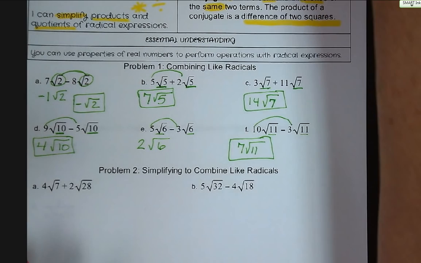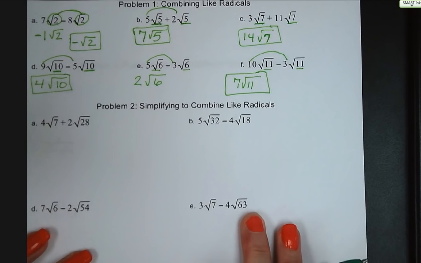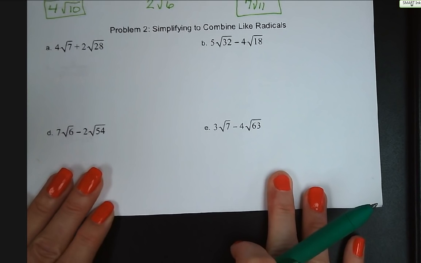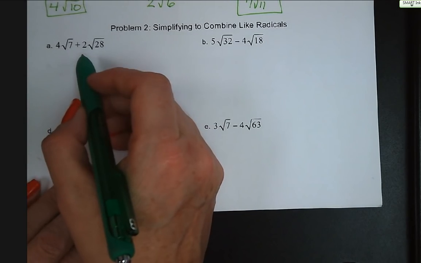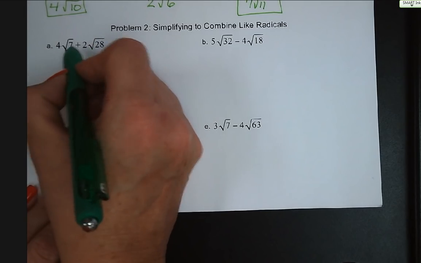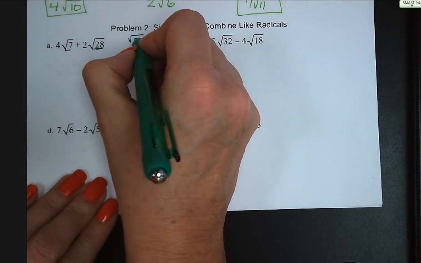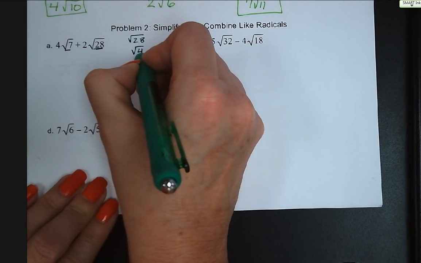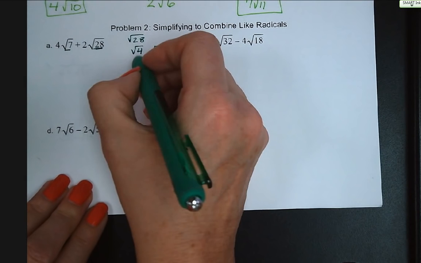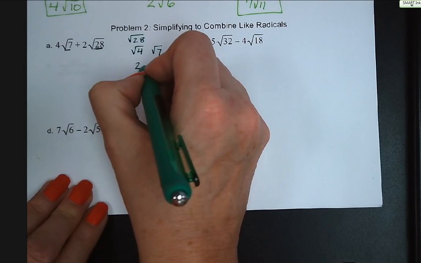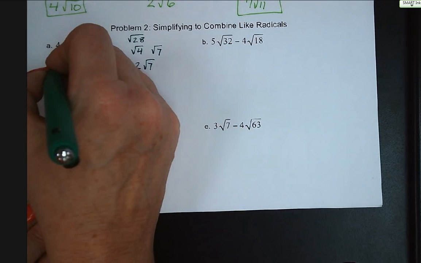Right. So now we're going to twist it up a little bit and go down to simplifying to combine like radicals. So we're going to need to simplify first, and then we'll be able to combine them. So if we see our radicands, we have a 7 and a 28, but I can reduce 28. And I can rewrite that as 2 times the square root of 4 and the square root of 7. So the square root of 4 is 2, and we still have the square root of 7. Now don't forget there's a 2 out in front of that already, so it's 2 times square root of 7.